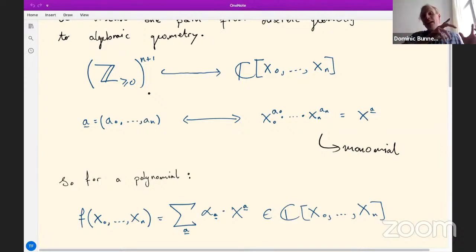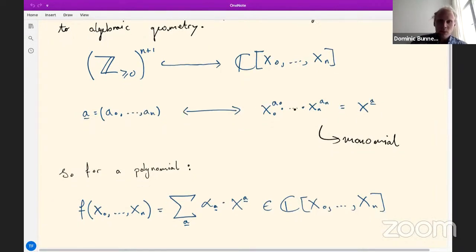And we can put this inside this ring of polynomials here. We do this just by taking a vector which looks like a0 to an, and we send it to its associated monomial. So thinking about this set of vectors is exactly the same as thinking about these monomials.